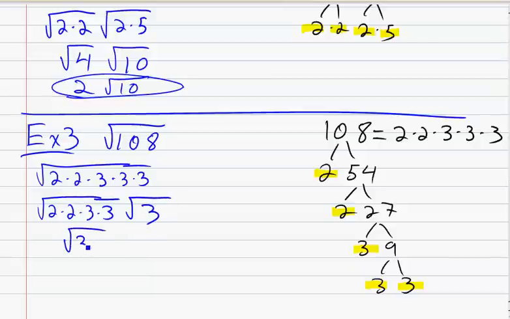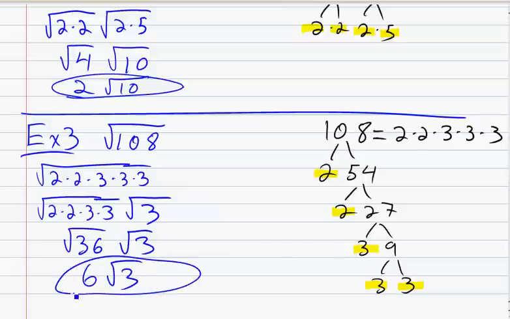These numbers come out to be 36. That's just the square root of 3. Again, the square root of 36 is a perfect square, 6. So your answer is 6 times the square root of 3. Or it's radical, so sometimes we say 6 rad 3.